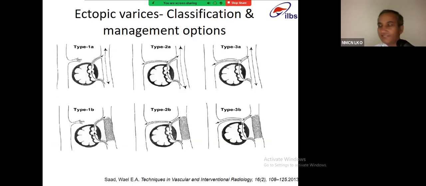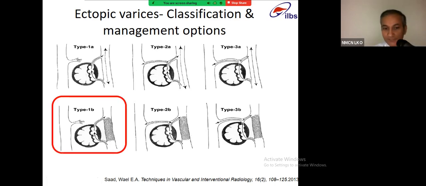So how to deal with these ectopic varices? The upper ones, type 1A to type 3A, are without any obstruction in the portal venous system, with development of collaterals, whereas type 1B are the occlusive form of the ectopic varices. Our patient was type 1B, where there was occlusion in the portal vein and development of portoportal collaterals rather than portosystemic collaterals. So portoportal collateral is type 1B, whereas type 3B is the portosystemic collateral.